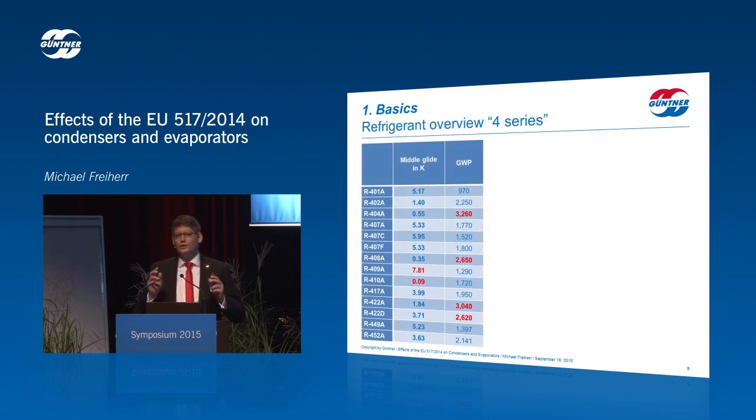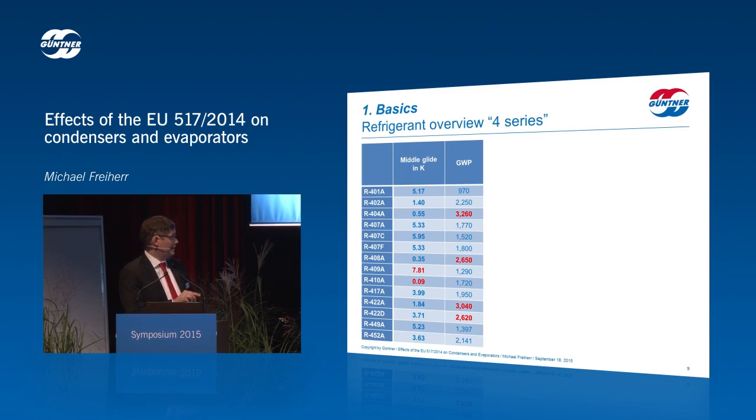This is an overview of the 4 series refrigerants. These are the 400 refrigerants that you can find with our selection software that are suitable for our design of our systems. Here you can see the mean glide. So there are refrigerants with high glides of almost 8 Kelvin, but you also have refrigerants, the 410A, with a very small glide. In addition to that, I've listed the GWP, the global warming potential, and I've marked all those refrigerants in red with a GWP higher than the limit that will be effective as of 2020. So 2,500, that's the limit.